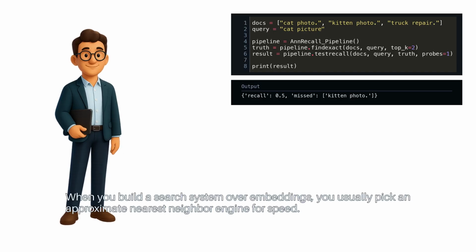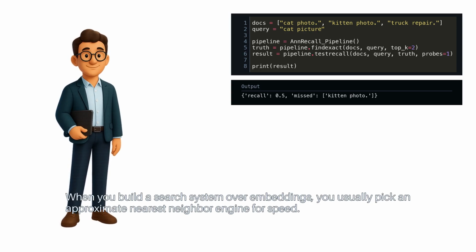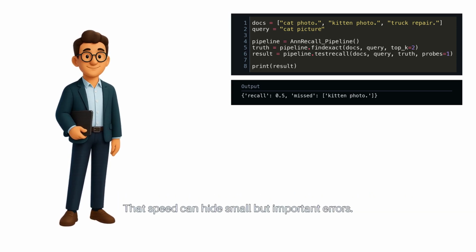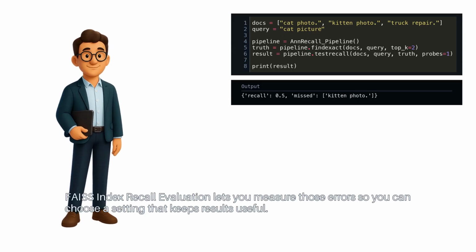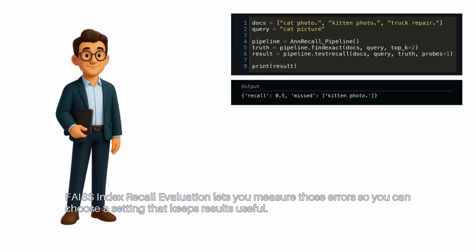When you build a search system over embeddings, you usually pick an approximate nearest neighbor engine for speed. That speed can hide small but important errors. FAISS index recall evaluation lets you measure those errors so you can choose a setting that keeps results useful.